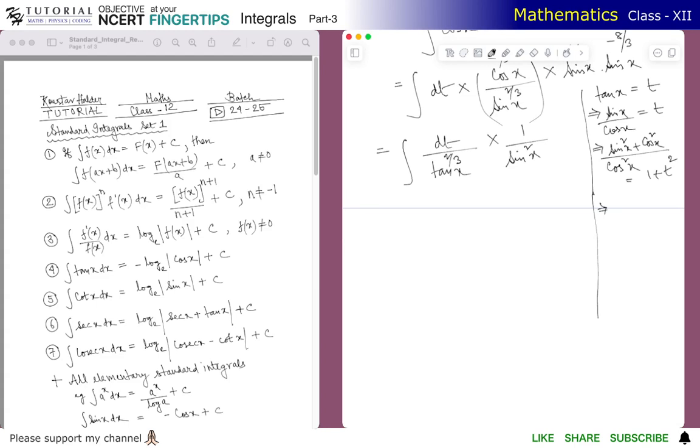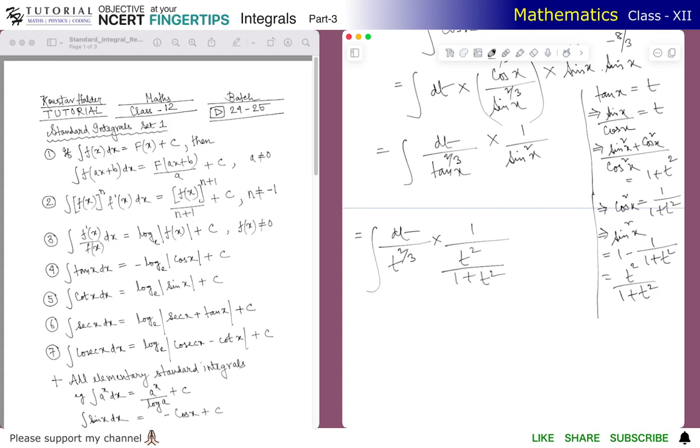This implies cos square x equals 1 by 1 plus t square. This implies sine square x equals 1 minus 1 by 1 plus t square, which is t square by 1 plus t square. So this integral becomes dt by tan x was t, so t to the power 2 by 3, and sine square x we got t square by 1 plus t square. This is 1 plus t square by t to the power 8 by 3 dt.